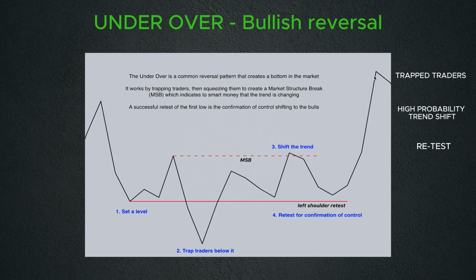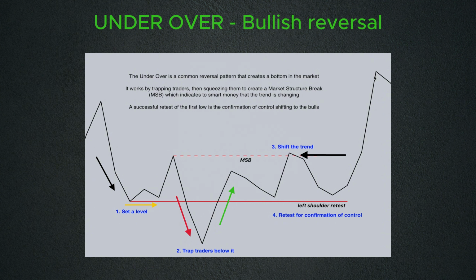The under over obviously reverses and causes a bottom, and it works by trapping traders, but first you set a level. So price comes down and it sets a level. Then price drops below that level, trapping some traders, which is confirmed when price comes back above that original line and then closes above the market structure level, which indicates to the smart traders that there's a high probability that the trend is changing. That part, number 3, shifts the trend.